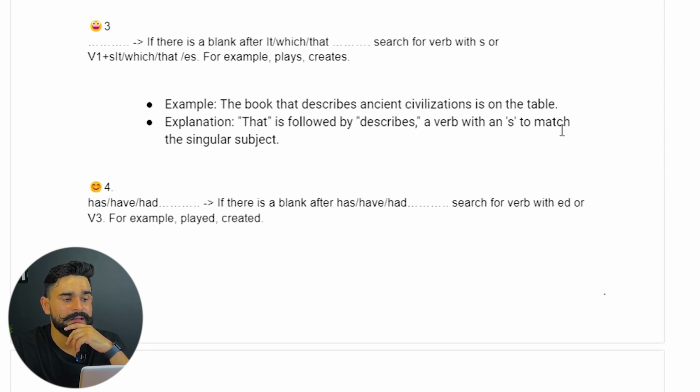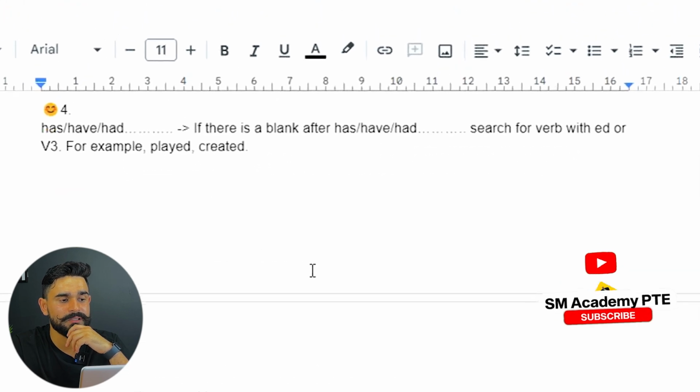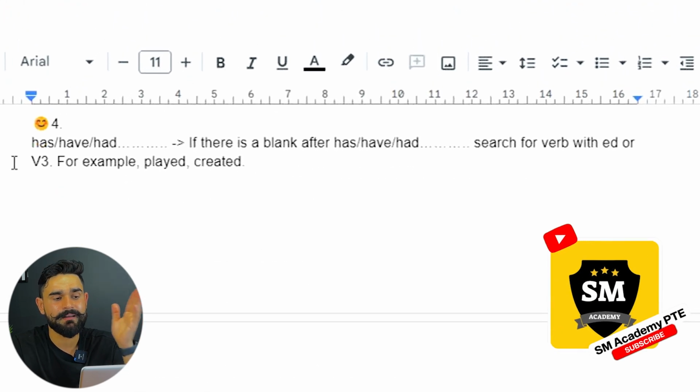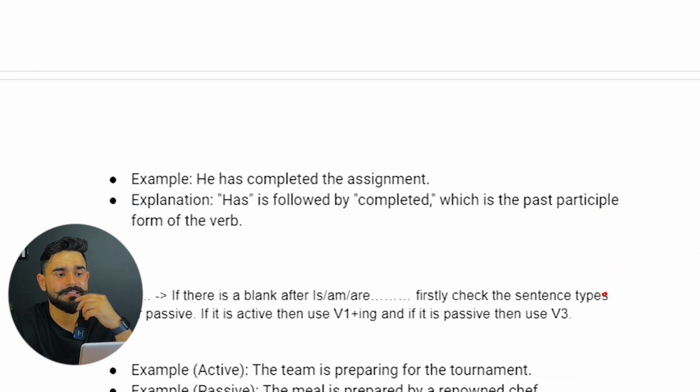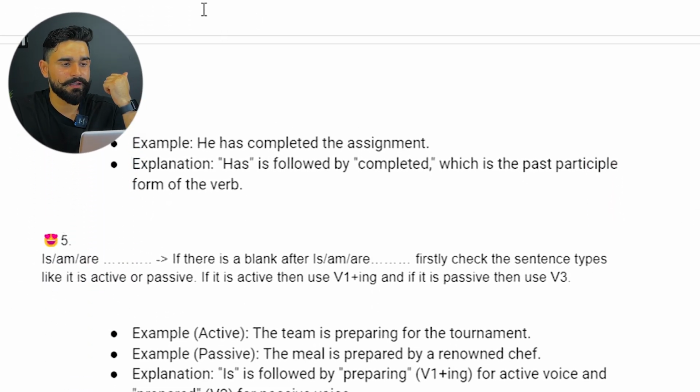Okay, and now let's look at the fourth rule, guys. The fourth is, if there is has, have, and had and there is a blank after that, look for the verb with ed, usually the third form of the verb, guys. For example, like played, created. Okay, and let's have an example as well.